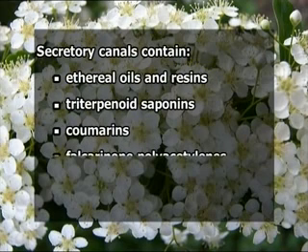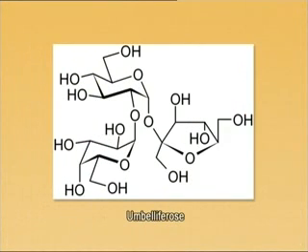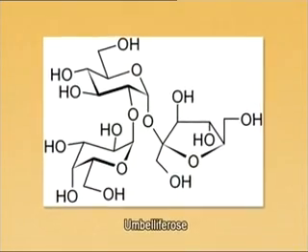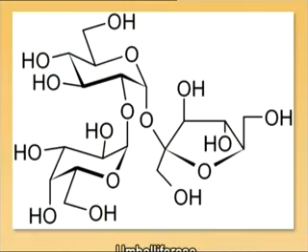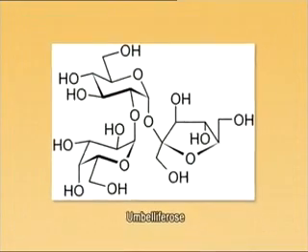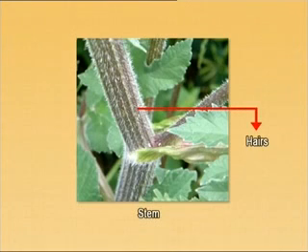coumarins, polyacetylenes, monoterpenes and sesquiterpenes. A characteristic phytochemical by the name of umbelliferose is present in Apiaceae. What is this umbelliferose? It is a trisaccharide which occurs as a carbohydrate storage product. The stems are always associated with hairs, what is called pubescent, and these hairs are of various types.